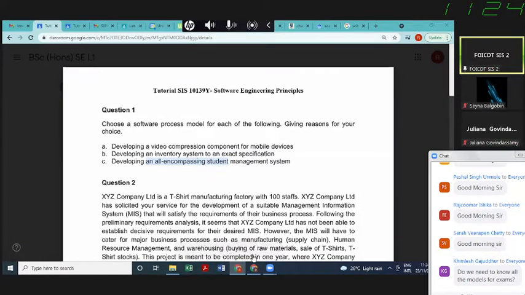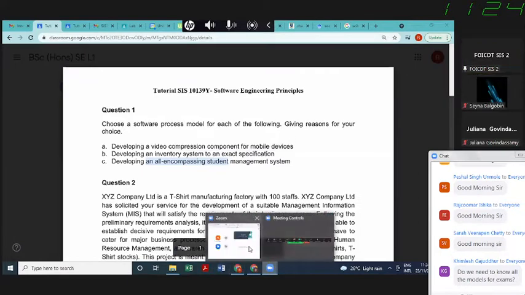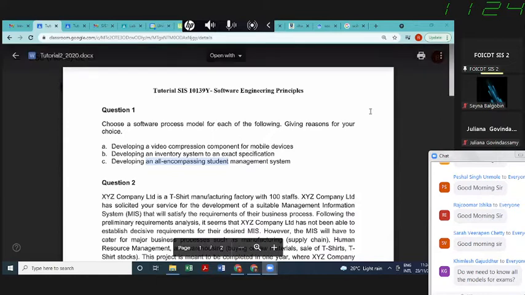Sir, for part A, can we use extreme programming practices? Extreme programming? Yes. No, I wouldn't advise this.